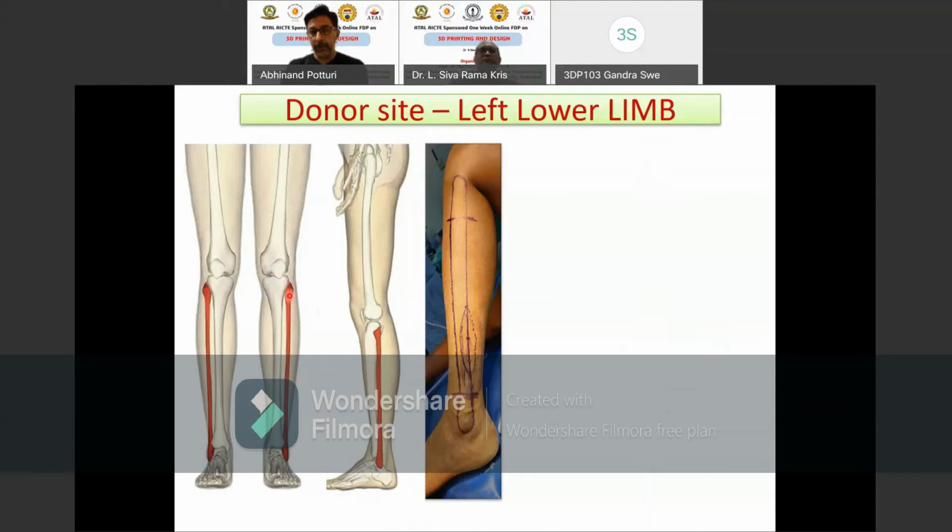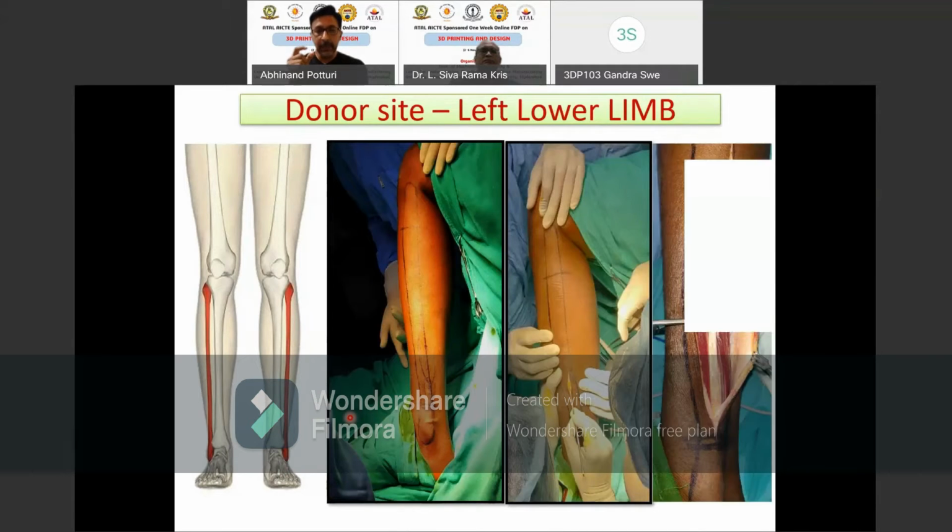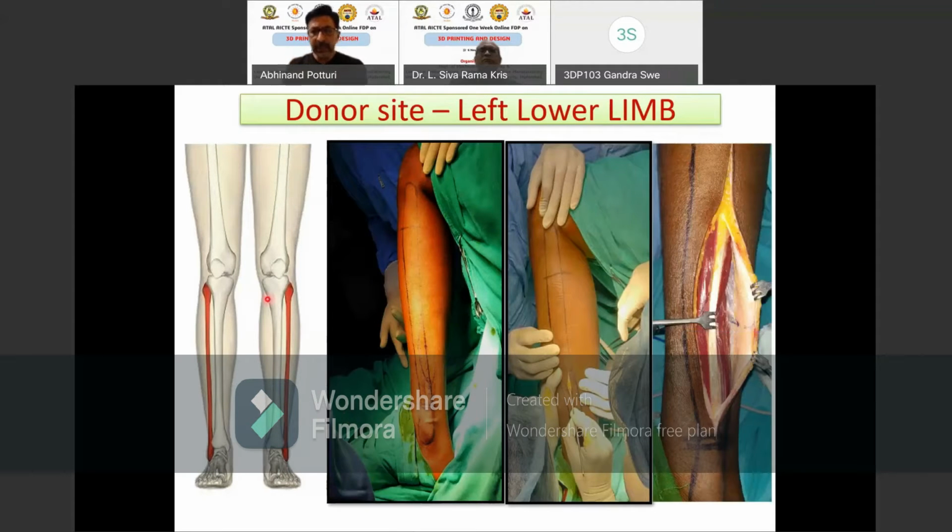But here the problem comes. You see this bone is a straight bone, unlike your lower jaw, which is a curved bone. So we need to cut this bone into that shape. And for this cutting into shape is where our 3D printing comes into the picture. You see here, this is what I'm specialized in. I'm doing the harvesting of the bone from the leg.